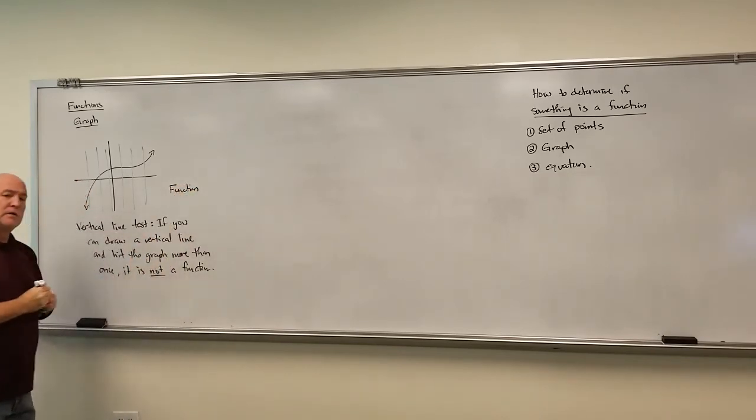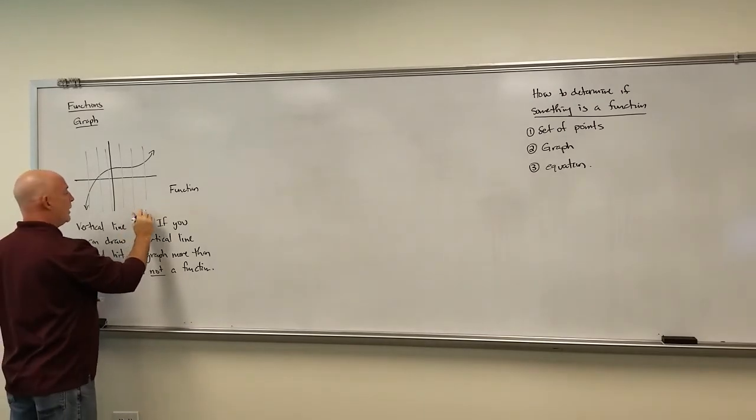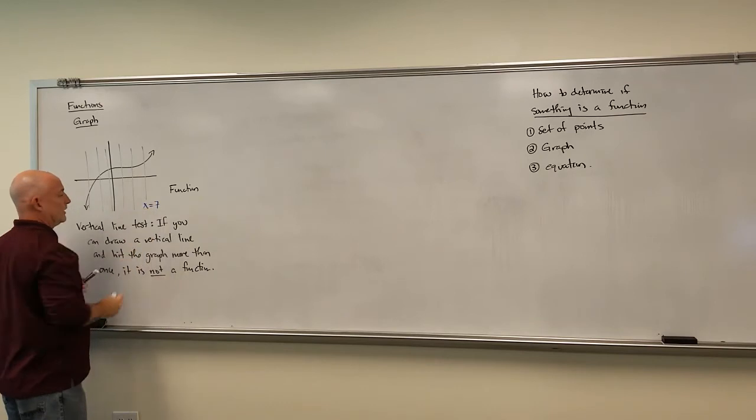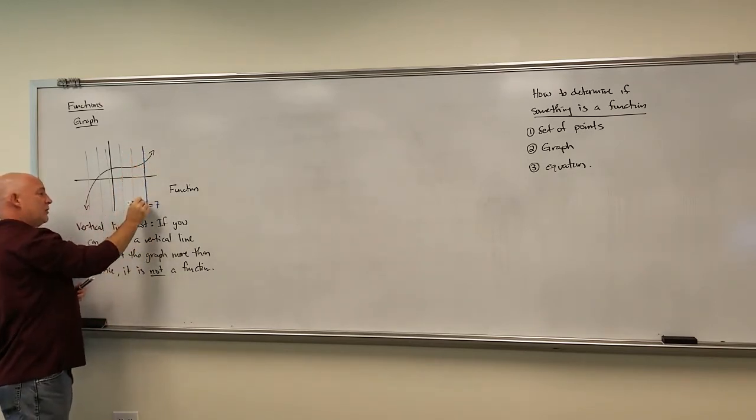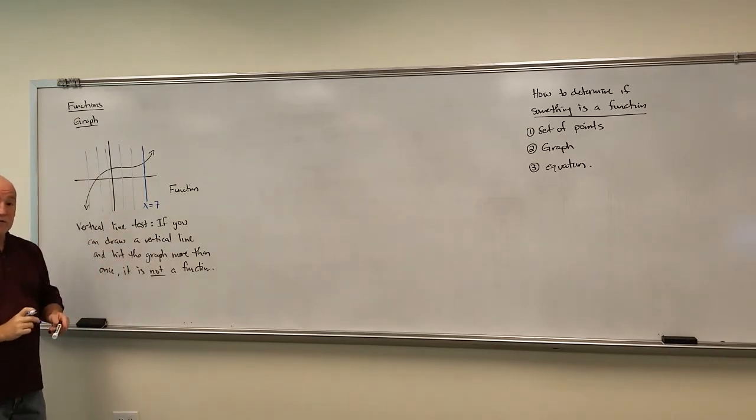Now, why would this test work? Think back to when we learned how to draw lines. The equation for a vertical line is like x equals a number. So I'm just gonna make something up. Let's say x equals 7 for this one right here. So for every point on this line, we have an x value of 7.